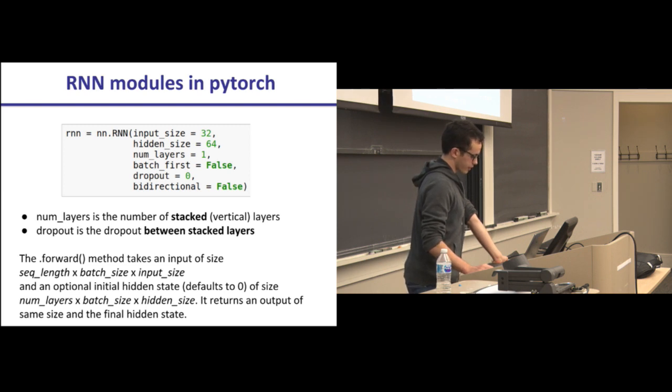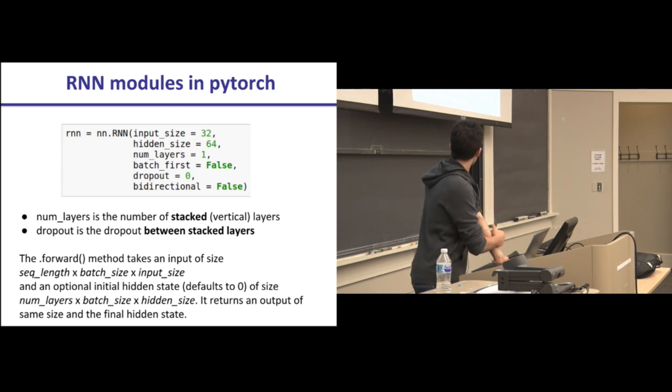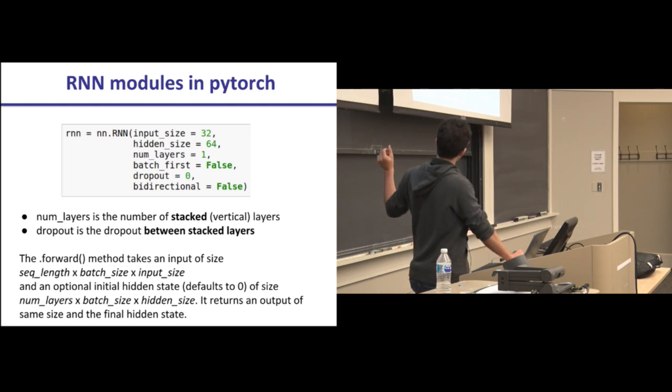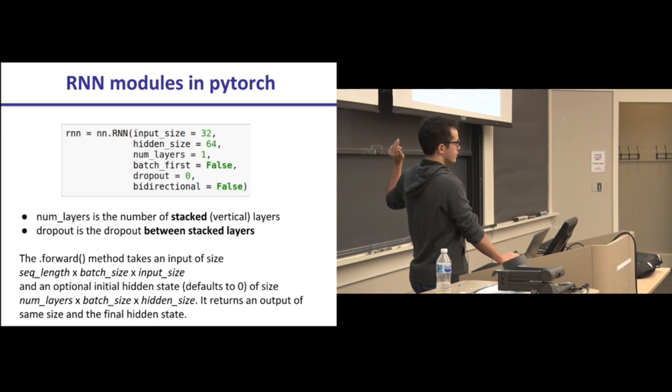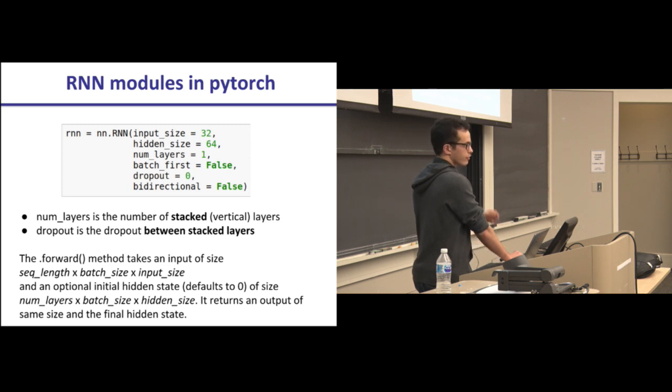So the forward method takes an input whose dimension, if batch first equals false, would be length of the sequence times batch size times input size. And it's going to return pretty much the same thing, but with the hidden size instead. And you have to feed the hidden state too. That's extremely important. The RNN is going to deal with updating the hidden state at every step, but you have to feed the first one. If you don't feed anything, it's going to use a 0, which is reasonable for the beginning, and then it's going to update it, and it's not going to be 0 anymore.